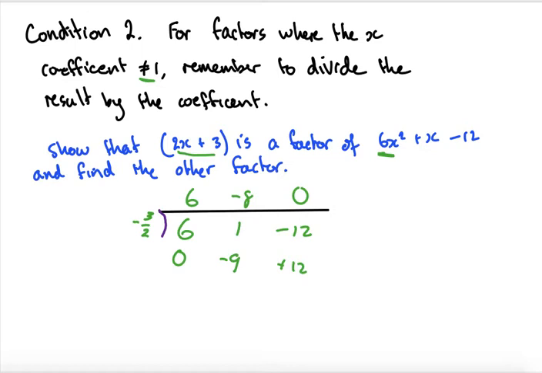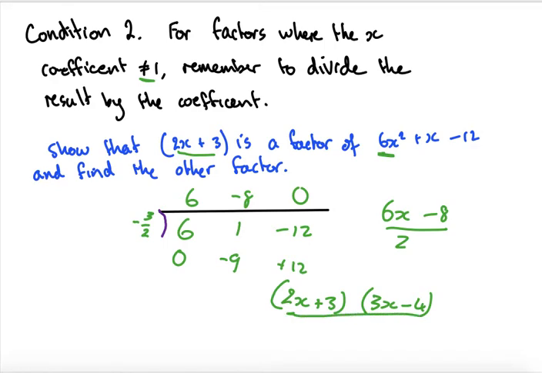So we've got 6x minus 8. But we have to remember to divide the result by the coefficient of the x here, which is 2. So I've got to divide all that by 2. That would give me 3x minus 4 for one factor, and the other one was 2x plus 3. So there's our answer. There are the two factors. Those two multiplied together will give you that answer there.